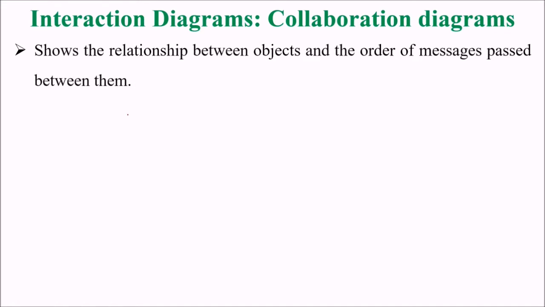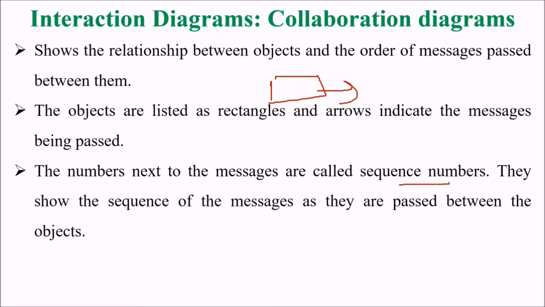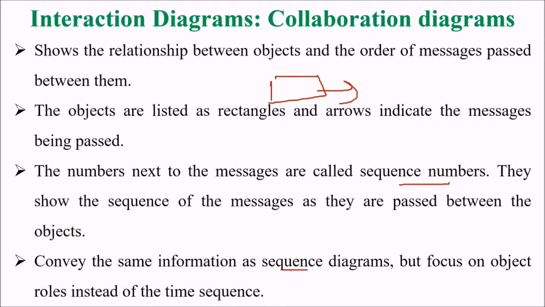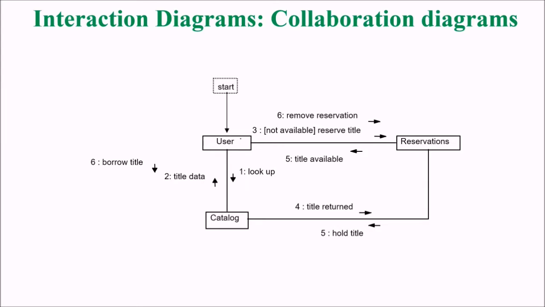Then we come to collaboration diagrams. Collaboration, as the name suggests, shows the relationship between objects and the order of messages passed between them. The objects are listed as rectangles, and arrows indicate the messages being passed. The number next to the message is called the sequence number. It shows the sequence of the messages passed between the objects. This conveys the same information as the sequence diagram, but the focus is on the object roles instead of the time sequence. Let us see an example. This is our interaction diagram. This rectangle shows the objects, these are the numbers, and we have the arrows. So this shows the collaboration between various objects.